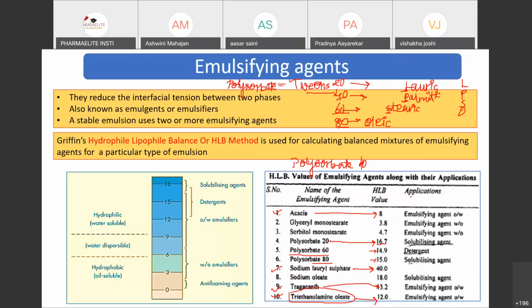As of now, I just wanted to ask you about polysorbate 40. If you know that polysorbate 20 is at 16, polysorbate 80 is at 15, and polysorbate 60 is around 14, can I say polysorbate 40 will be somewhere between 14 and 16? Why did I say that? Because when I look at the range of polysorbate 20 to 80, it is between 16.7 and 15, and if I take polysorbate 60 into account, 14.9. So polysorbate 40 will also have an HLB between 14 and 16. This is the way: you don't know the precise value, but the range can help you answer the question. Among the four options, only one option will be on the higher side, the rest will all be on the lower side.